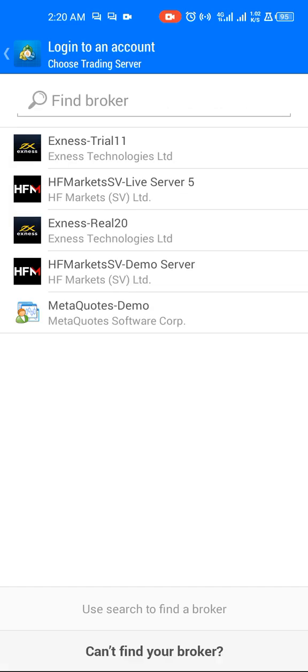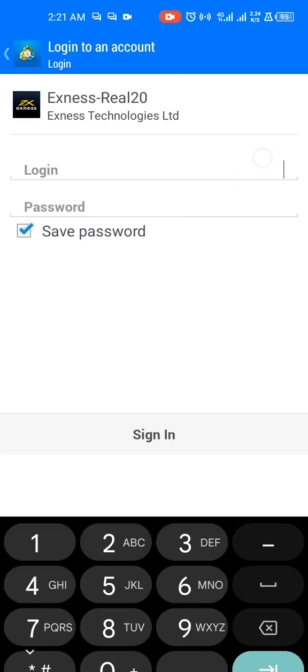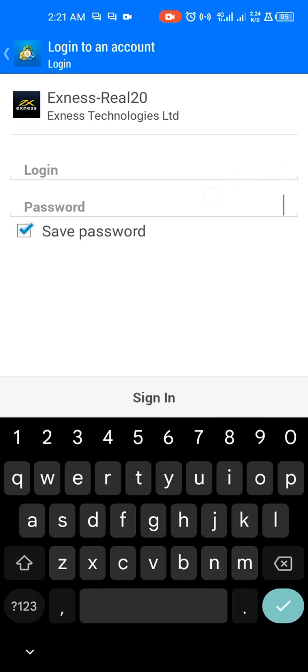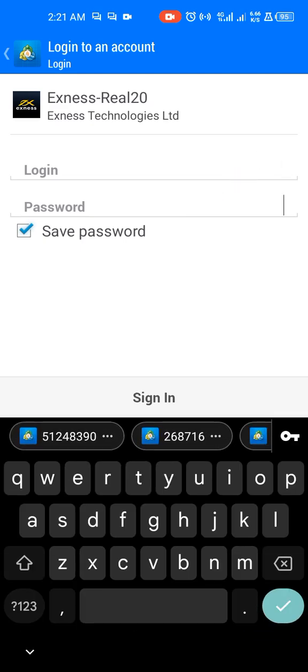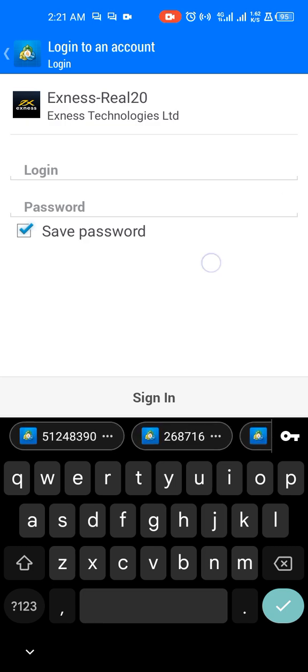First of all, you have to find your broker. If you find a broker, for example this XNet broker, you can put in your login. Your login is a combination of numbers, and put in your password and then sign in. As long as you put the correct login and the correct password, you'll be signed into that account, and then you can access whatever funds you have on that account.